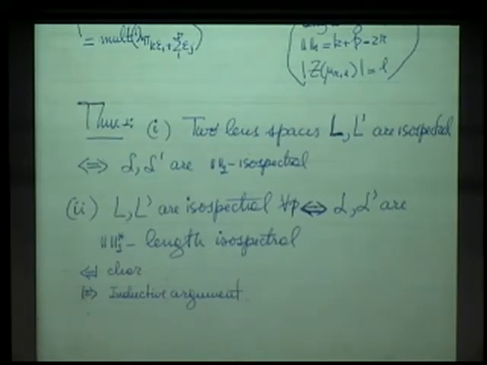So as a consequence, we get that two weight spaces are isospectral if and only if the associated congruence lattices are norm 1 isospectral. And they will be isospectral for every p if and only if L and L prime are norm 1 star isospectral. That means that norm 1 star means they have the same number of elements of a fixed length and also the same number of elements with a fixed number of zeros.